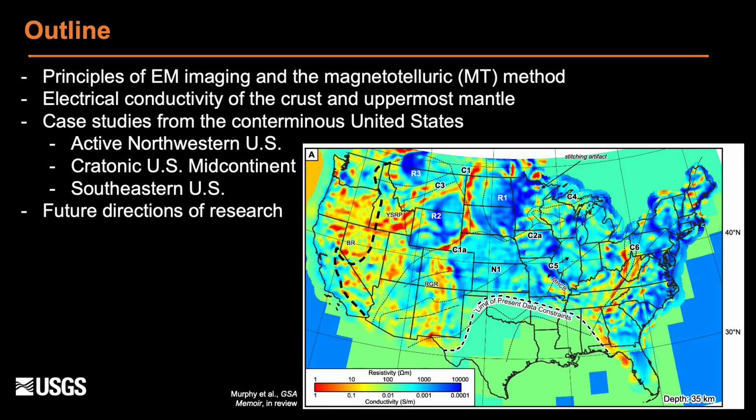Here's a brief outline of what I'll be covering in this presentation. First, I'll briefly review the physical concepts behind electromagnetic imaging of the solid Earth. Then I'll discuss what our core observable, electrical conductivity, or inversely electrical resistivity, can tell us about the Lithosphere-Asthenosphere system. Then I'll move into a few case studies and conclude with some comments on future directions of research.